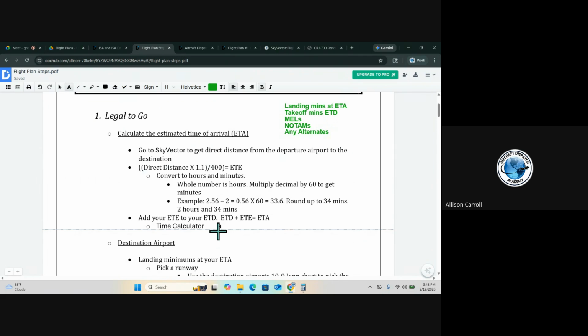I'm pretty sure Jaden posted part of that as well: we focus so much on it because once you go into assessment tests and interviews, and even ground school after you get hired, pretty much the whole focus is legal to go and making sure that you can look at a TAF and recognize whether you're legal or not. Okay.